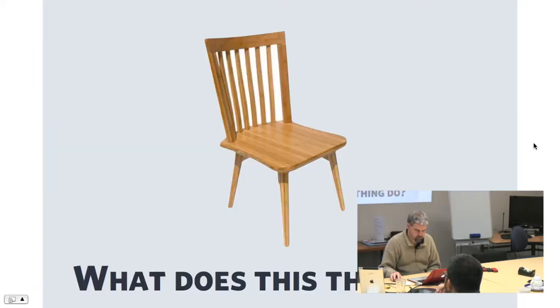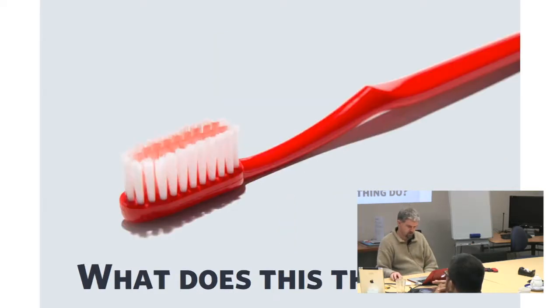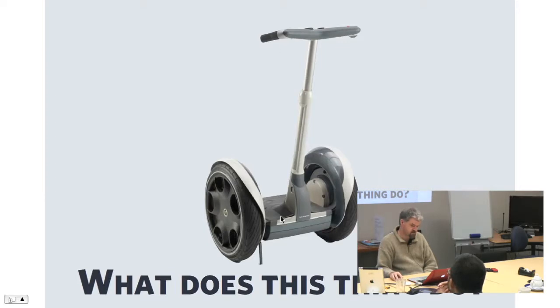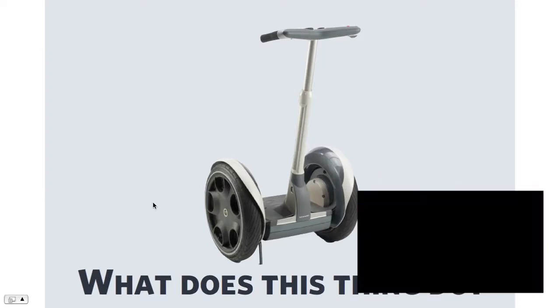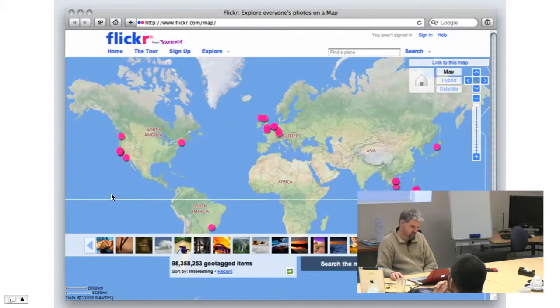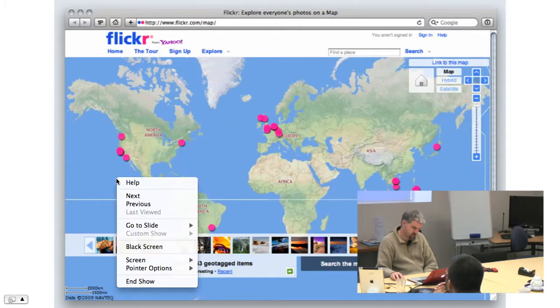So for example, what does this thing do? Well, it's a chair, obviously. The shape of a chair allows you to sit on it if you want to. And a toothbrush: the shape of the toothbrush allows you to put it in your mouth and brush your teeth. And this affords standing. It's a Segway. It has a platform you can stand on. So those are all physical objects.